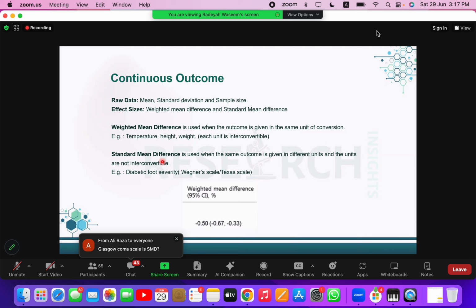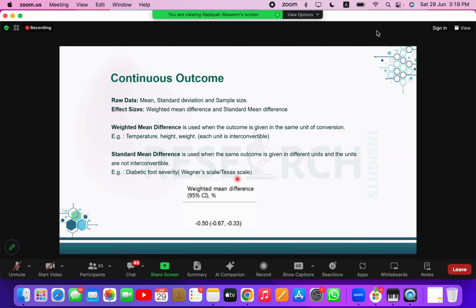Now, can you tell me, are these scales interconvertible? Can you convert these scales into one another? No, you cannot convert these scales into one another. For example, for measuring cognition, there are multiple scales. One is MMSE, another is the Mini-Cog assessment scale. You cannot convert one scale into another. Diabetic foot severity is measured by the Wagner scale and the Texas scale. You cannot convert one into the other.